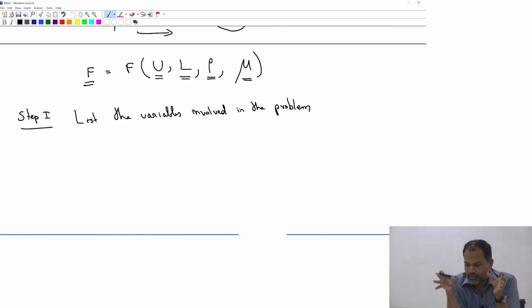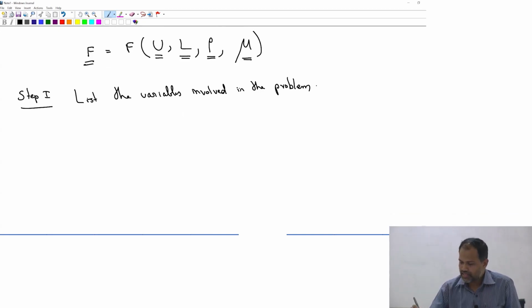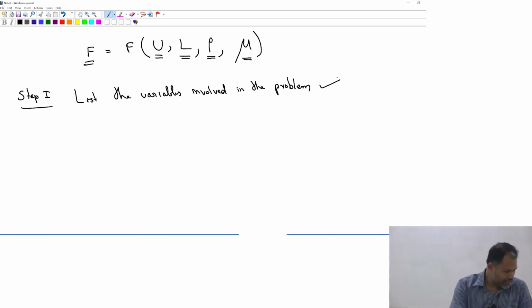So in this particular problem, we have taken now 5 different variables, right? Force, length, velocity, density, and viscosity of the fluid. These are the 5 things that we have. And our objective is to now derive an equation which will be a non-dimensional equation. So, first thing is done, list the variables involved in the problem.